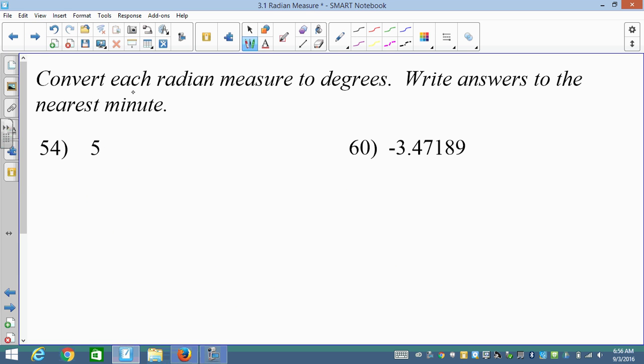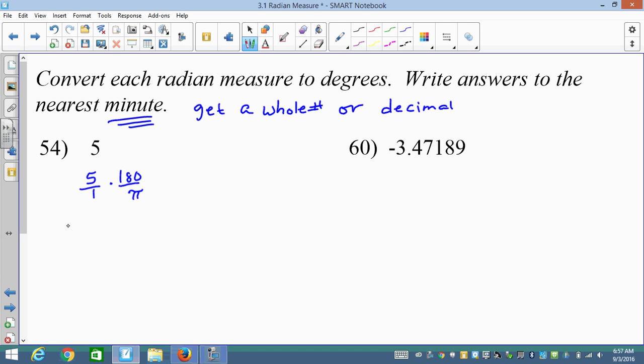So now they're going to convert radian measure to degrees. Notice there's no pi on these. Radians can be written with or without the pi. But remember that when you convert radians to degrees, you'll get a whole number or a decimal. Now this one does say round to the nearest minute, so we'll have to change it. So this is 5 over 1 times 180 over pi.